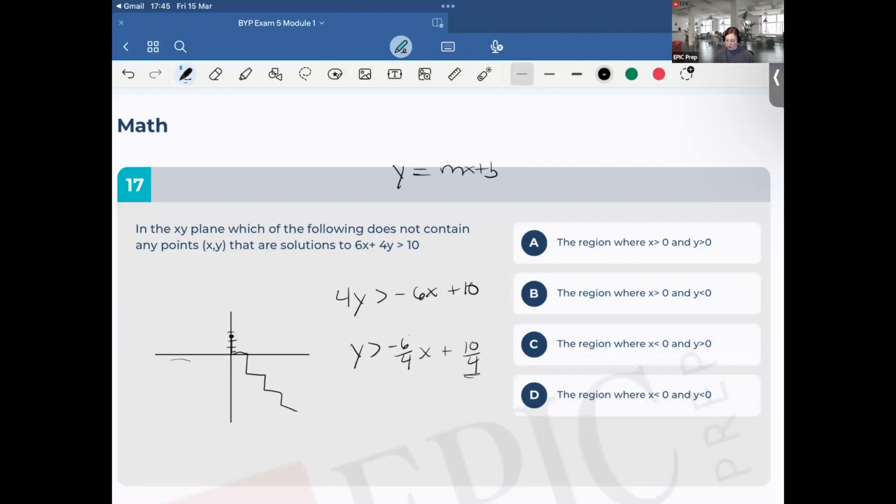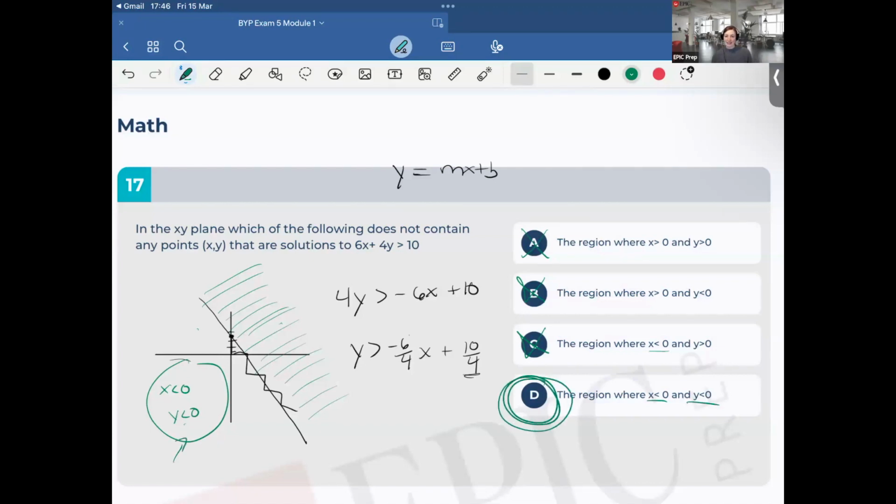Okay, so the line is going to look basically something like this. It also says it's greater than, so the shading of the inequality would occur somewhere in here. So I know that the inequality looks something like this. It looks like it's not appearing at all in quadrant 1, 2, 3. And here, x is less than 0. And here, y is also less than 0. So in which plane does it not contain the region where x is... No, that's the region where x is greater than 0 and y is less than 0. Also no. The region where x is less than 0 and y is greater than 0. No. Oh, the region where x is less than 0, y is less than 0. That matches exactly what I'm looking for, and is D. Okay.